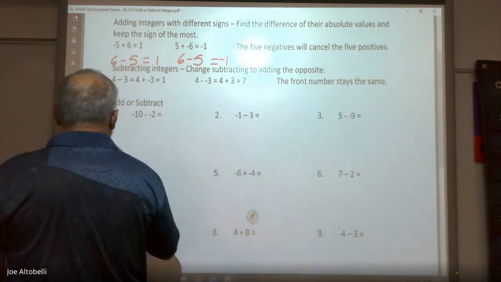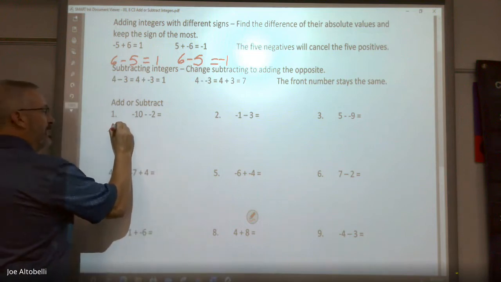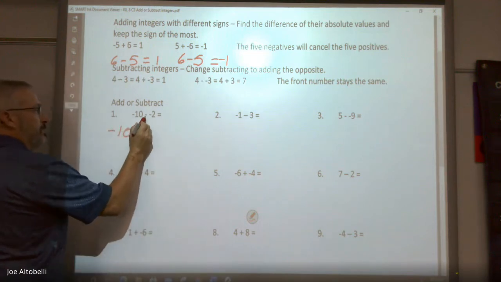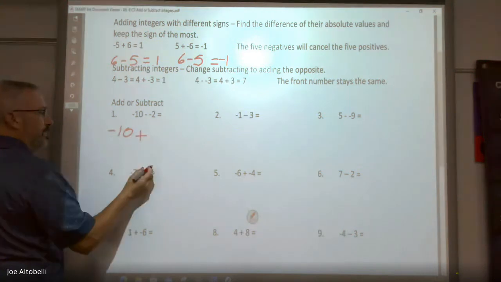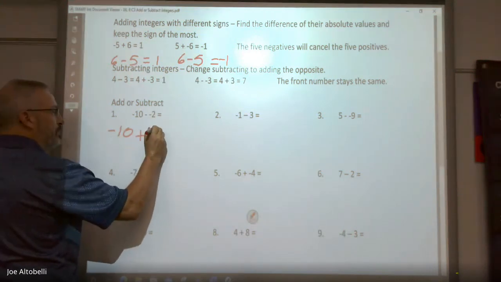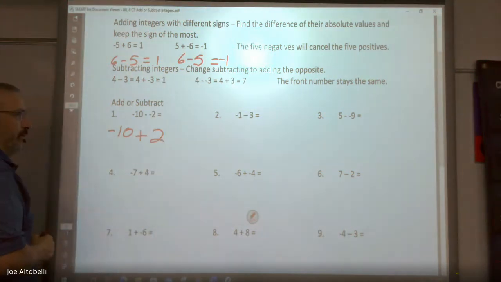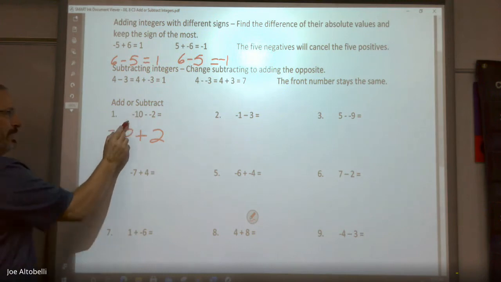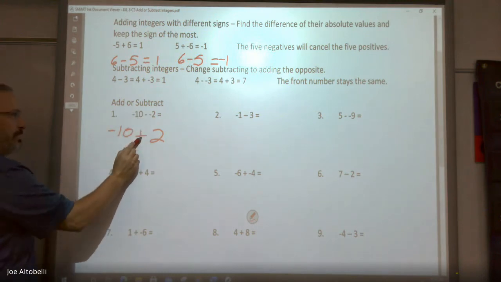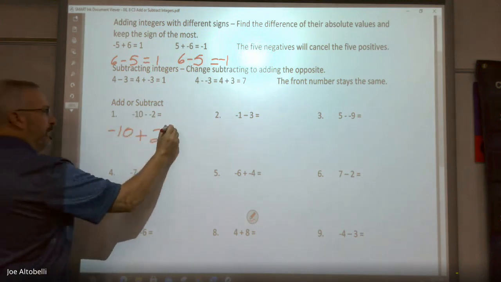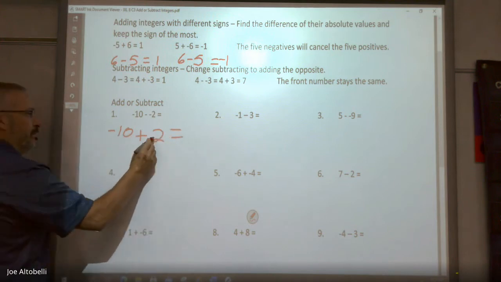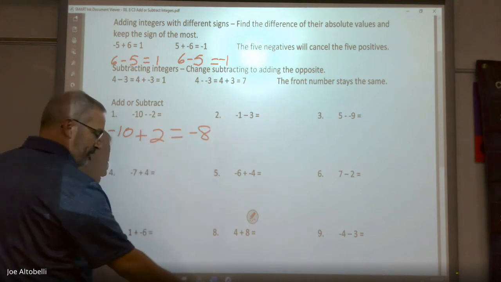So when we rewrite this, it is a negative 10 plus, and then the opposite of the negative 2 is a positive 2. So we end up with negative 10 plus 2. And then that is equal to negative 8.